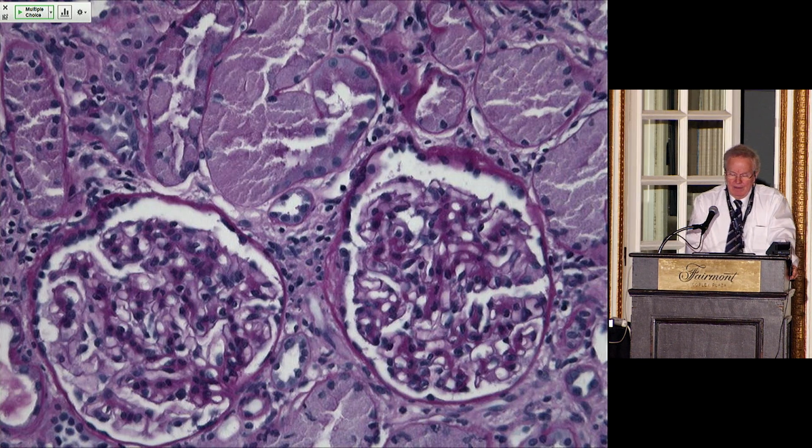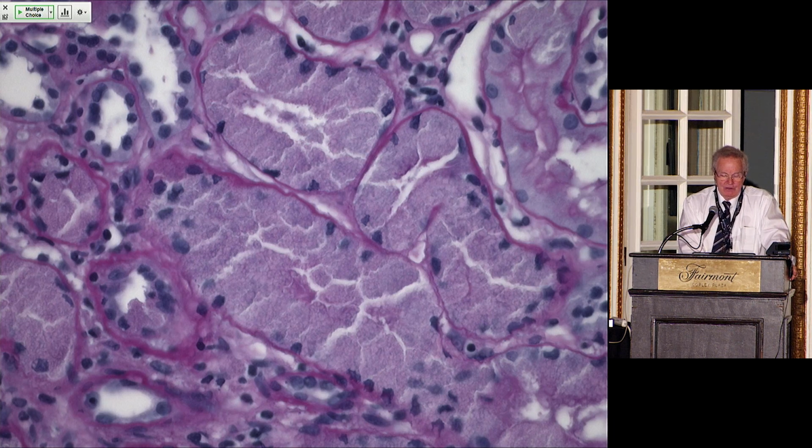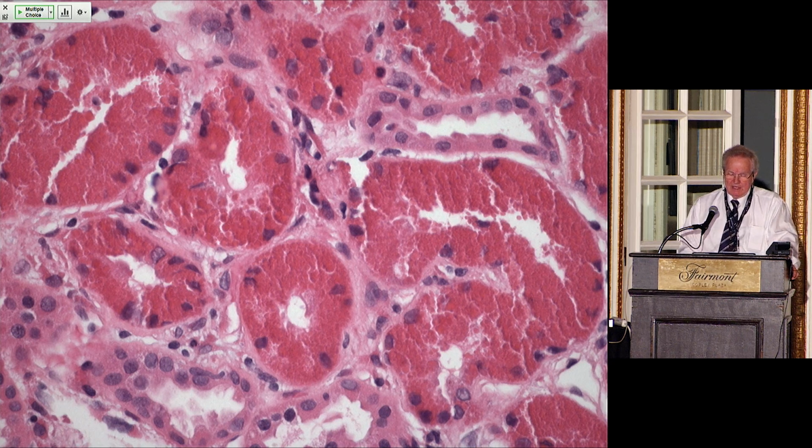Here you have the light microscopy of a cortex with some proximal tubules and with 2 glomeruli. I'm confident you recognize them. This is the higher power on a PAS on the proximal tubules. And here is an H&E on those same or similar proximal tubules. Notice these are proximal tubules, the red ones, and these are the distal tubules.